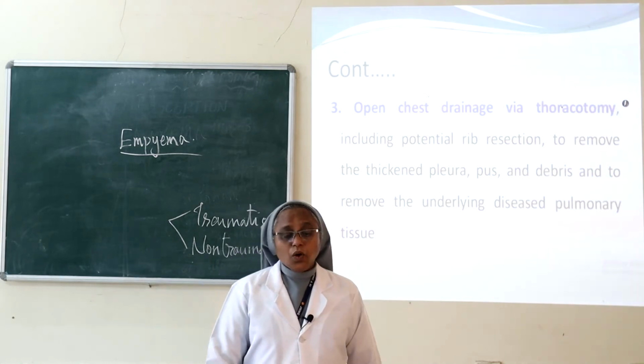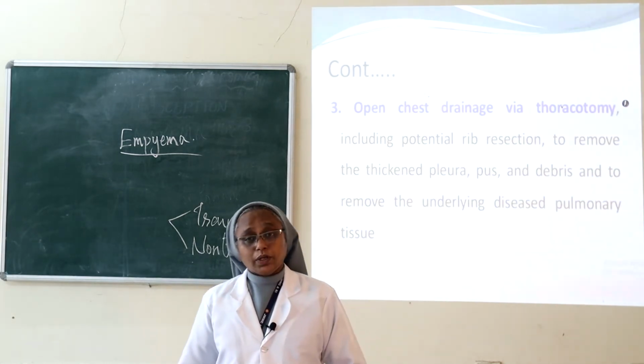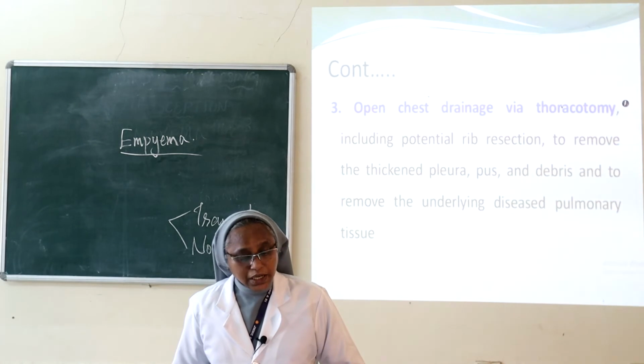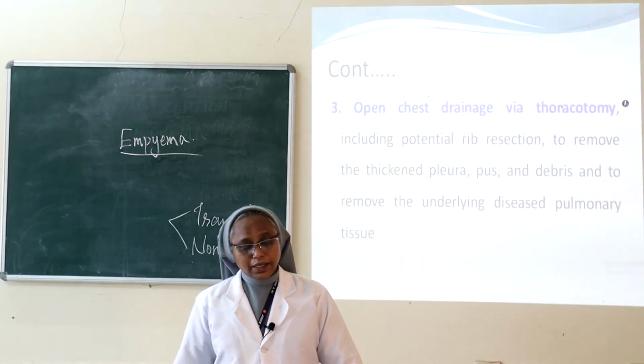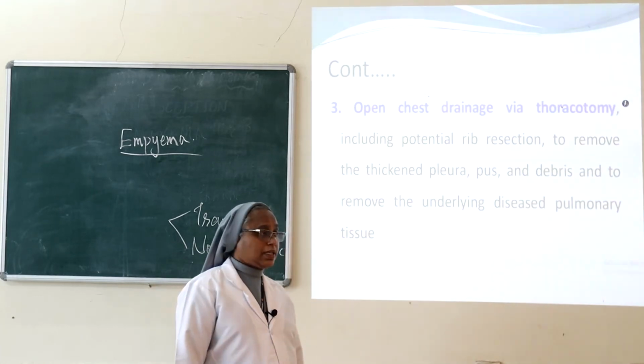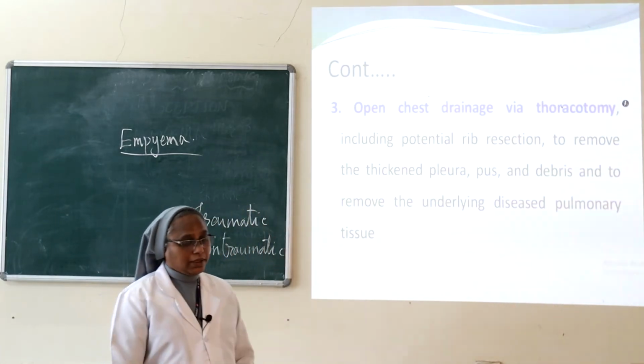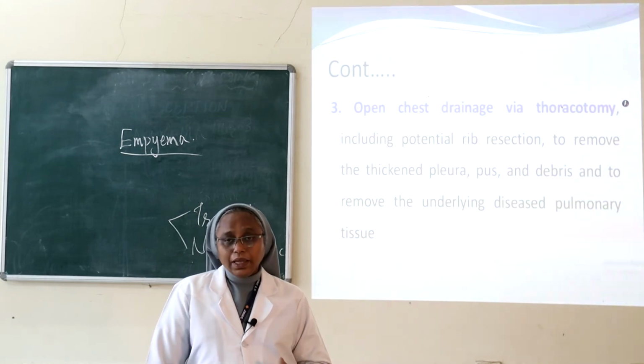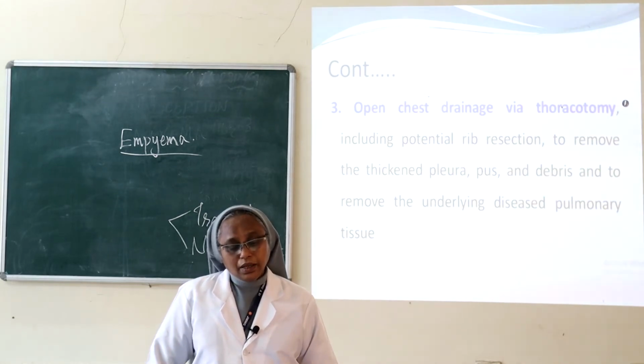Then the third one is open chest drainage by thoracotomy, including potential rib resection to remove the thickened pleura, pus and debris, and to remove the underlying diseased pulmonary tissue. In this case, we may remove the rib and remove the thickened pleura, pus along with the debris.